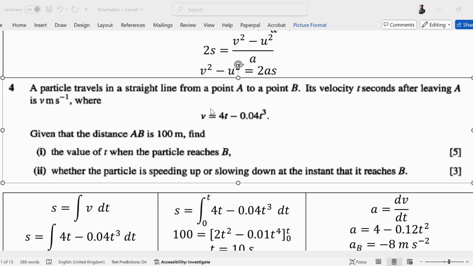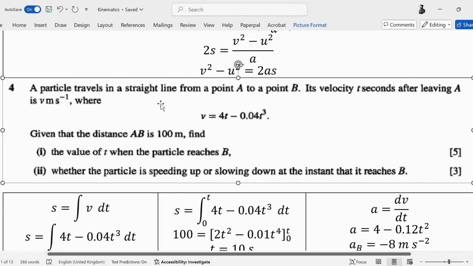देखो, सवाल पढ़ते हैं. A particle travels in a straight line from point A to point B. Its velocity t seconds after leaving A. What does this mean? They started the time when it left A. Timer, stopwatch started when it left A. That means when time was 0, the displacement from A was 0. And rest के बारे में क्वेश्चन में नहीं कहा.